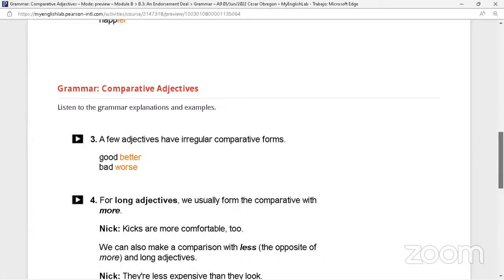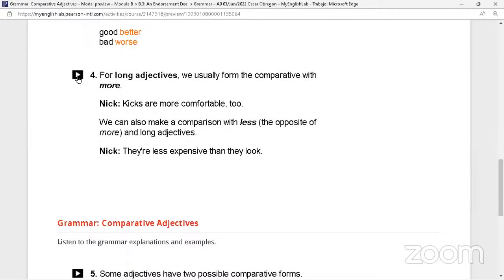Okay, let's continue. Number 4. For long adjectives, we usually form the comparative with more. Kicks are more comfortable too. We can also make a comparison with less, the opposite of more, and long adjectives. They're less expensive than they look.